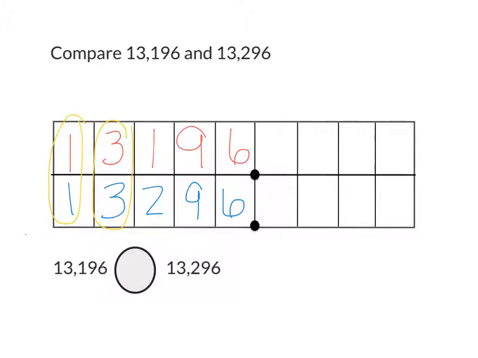When we go into our next place value, our hundreds place, we'll see that there is a difference here. The number 13,196 has a 1 in the hundreds place, and the number 13,296 has a 2 in the hundreds place. This means that our first number, 13,196, is 100 less than 13,296.